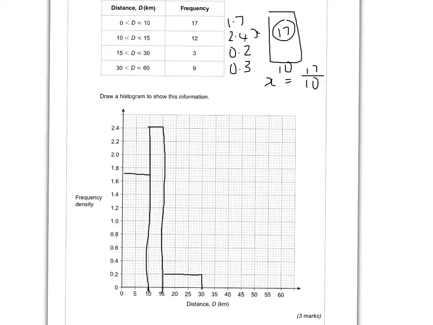And the final one goes from 30 to 60. It has a height of 0.3. That's quite well drawn. And that's a diagram, which is a histogram, areas of frequencies, showing the distance travelled by these employees.